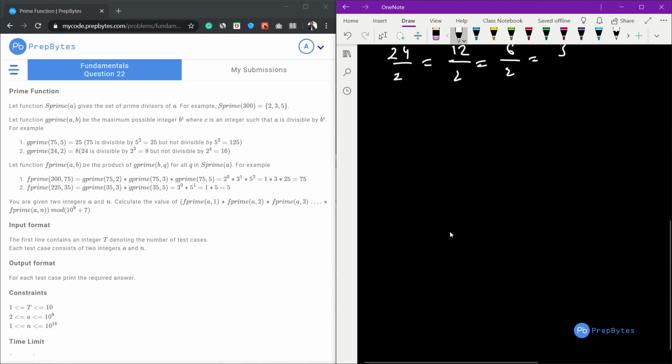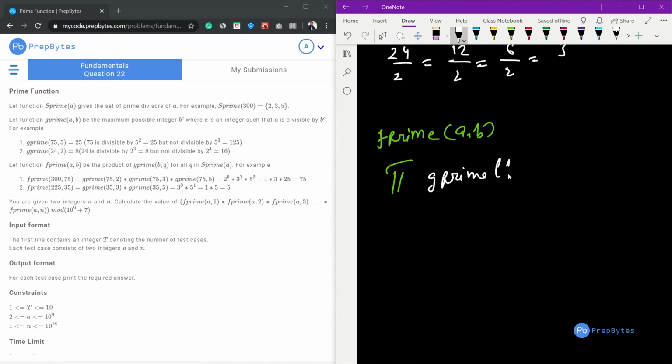So let's now move on to another definition. Here we have f prime. What f prime says is that f prime of a comma b is the product of g prime of b comma q for all q in s prime of a, for all the prime factors of a. s prime contains the prime factors of a. So for all the q belonging to the s prime of a, we need to calculate the g prime of b comma q, and we need to multiply to get the f prime of a comma b.